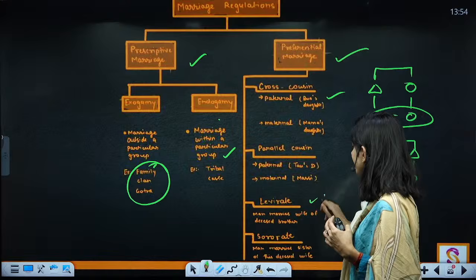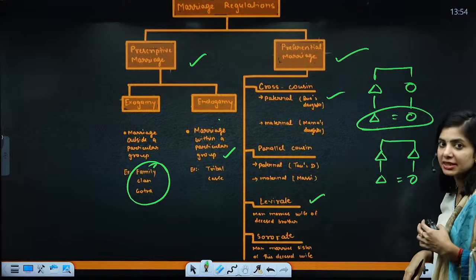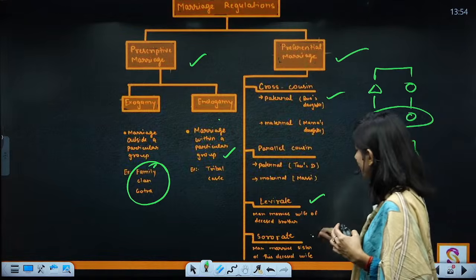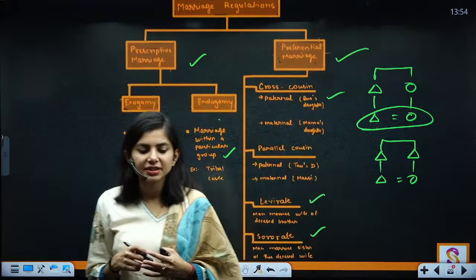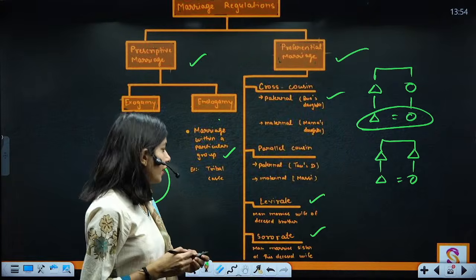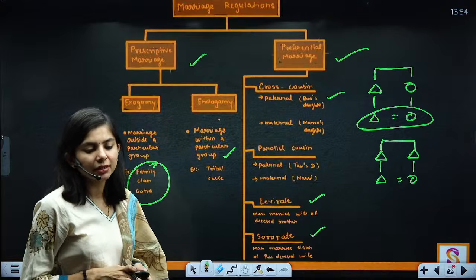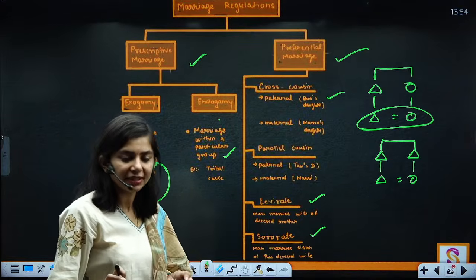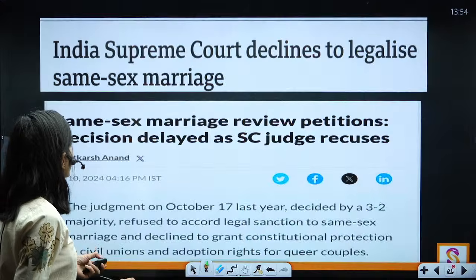We have levirate, where a man will marry the wife of his deceased brother, and we have sororate, where a man will marry the sister of his deceased wife. So these are the basic marriage regulations that we can see. Okay, now the next part is different types of marriages.